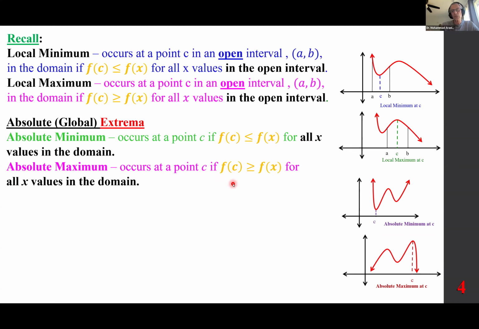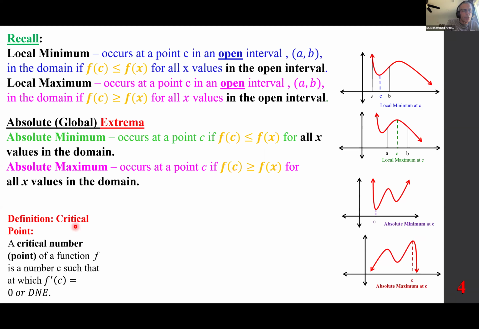So when we look at those, understand peaks and valleys, they're always local. Local min, local max, local min. Local max, local min, local max. This one, there is no other point having a smaller y coordinate, so it becomes an absolute minimum. And this one, there's no other point having a larger y coordinate, so it becomes an absolute max.